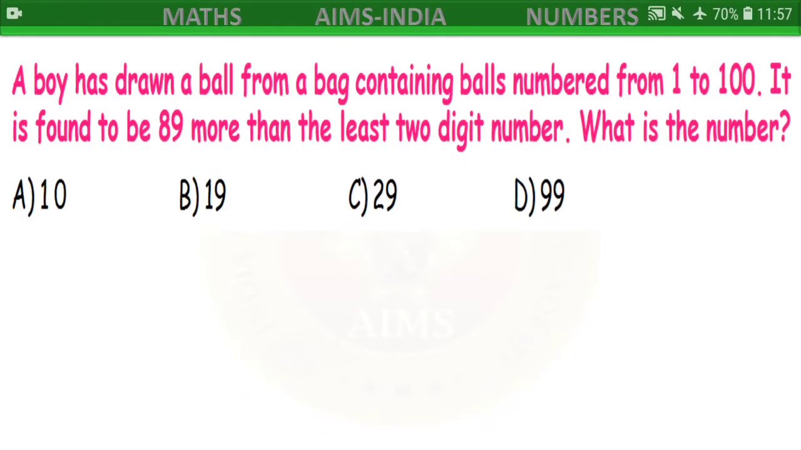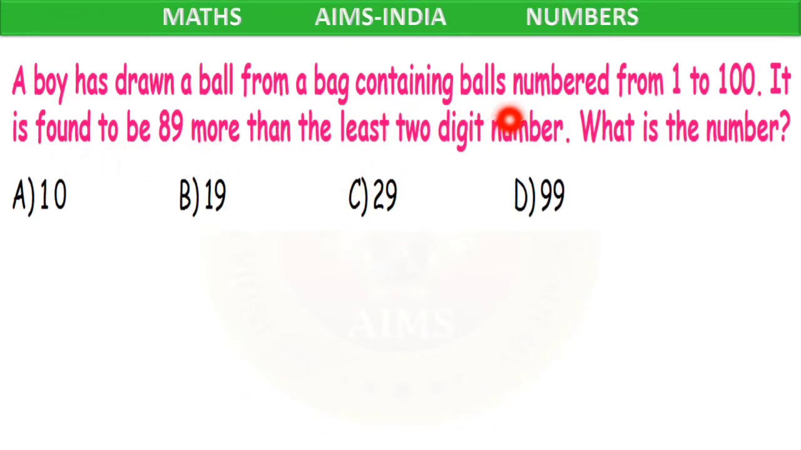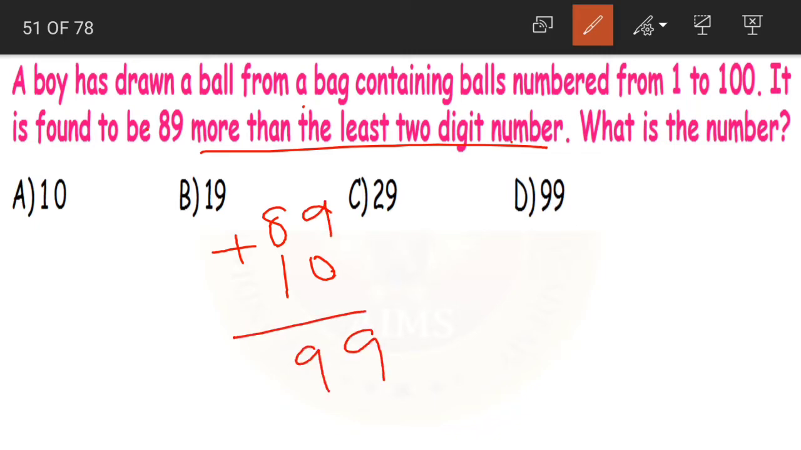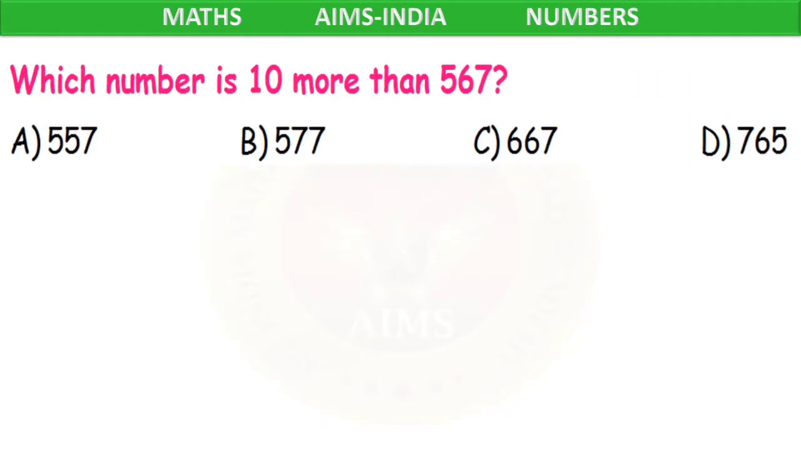Next question. A boy has drawn a ball from a bag containing balls numbered from 1 to 100. It is found to be 89 more than the least 2 digit number. What is the number? What is the least 2 digit number? 10. Yes, 89 more than. So when we add 89, 9, 8 plus 1, 9. What will be the answer? 99. So the number is 99. Easy, right? Yes.